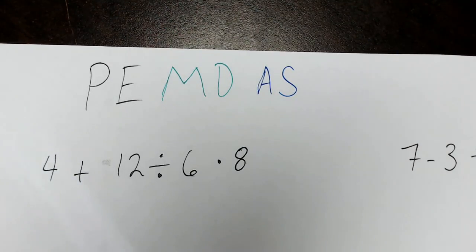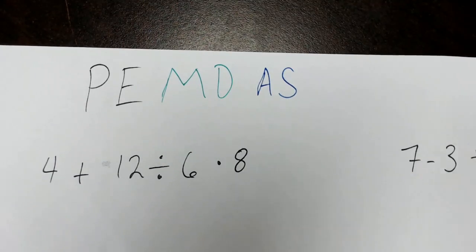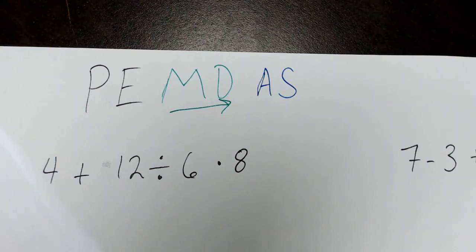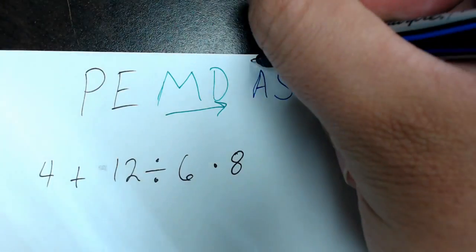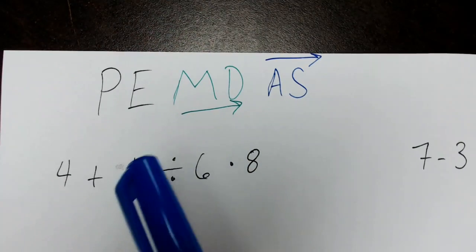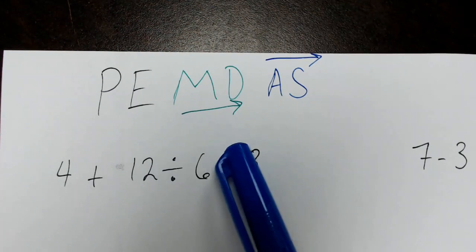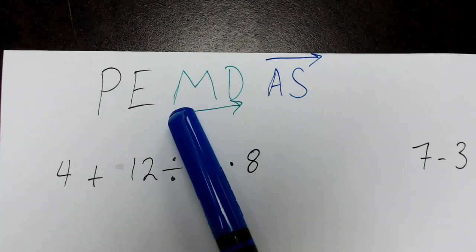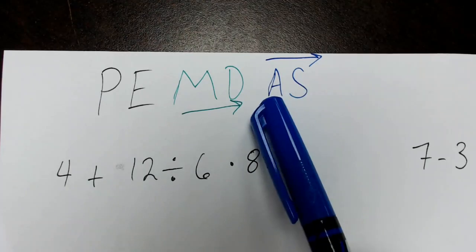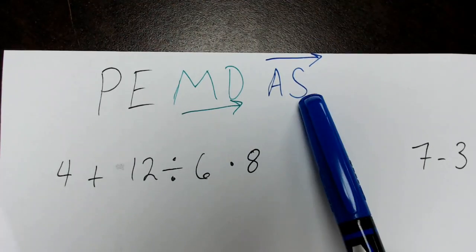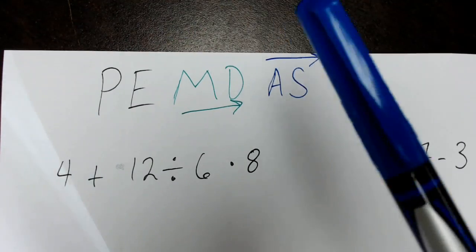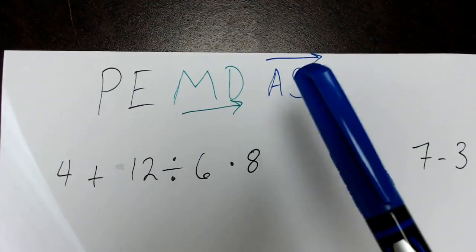You'll notice that I put multiplication and division in the same color, and I put addition and subtraction in the same color. The reason why is because neither one has priority over the other. When it comes to multiplication and division, you simply solve them as they appear from left to right. It's not always multiplication first and division second. In fact, it's whatever shows up first from left to right. Same thing with addition and subtraction. It's not always addition then subtraction. It's just whatever order they appear in from left to right. But you will always multiply and divide before you begin adding and subtracting.